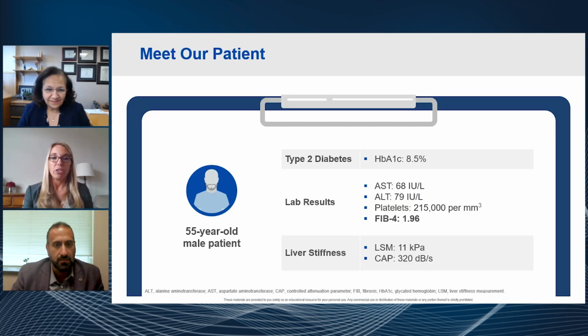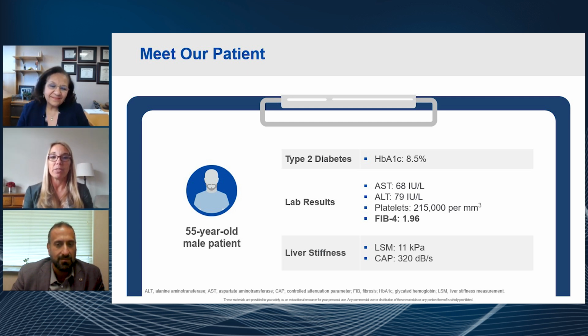So meet our patient for the afternoon. This is going to be a very typical patient that you're going to be seeing coming into your office, presenting in primary care, endocrinology, or being referred in to the GI practices. We see it's a 55-year-old male patient with type 2 diabetes. We know there's at least one metabolic condition. Hemoglobin A1C, 8.5%, clearly not well controlled. We need to do a little work on that.